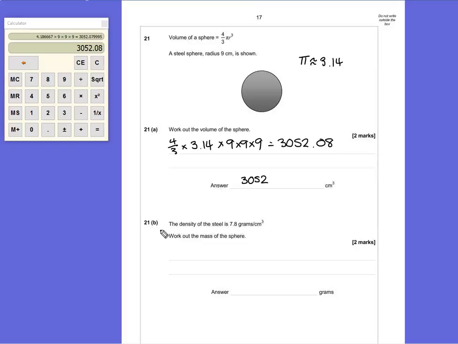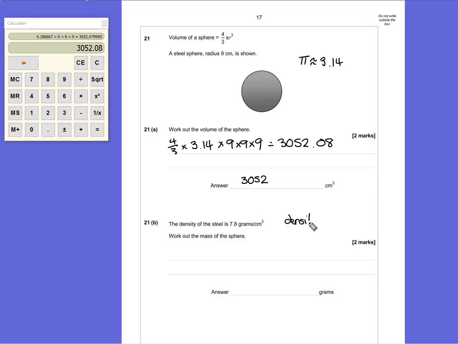Question 21b, the density of the steel is 7.8 grams per centimetre cubed. Work out the mass of the sphere. The hint here is actually in the units used. It actually tells you what density is.